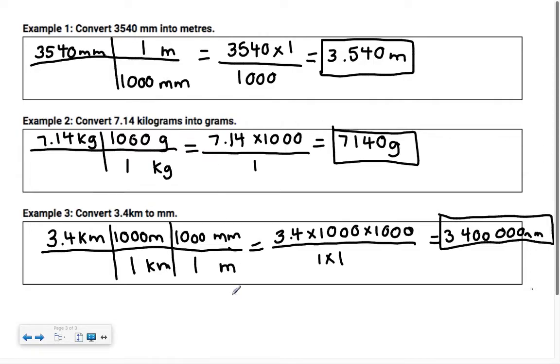So try the questions that are in your textbook, in your workbook, and make sure that you understand this, because not only is this important for your IB exams, it's also important for your life. You need to be able to do these conversions, and it's going to become important when we go on to do your measurement project and you're designing your house.